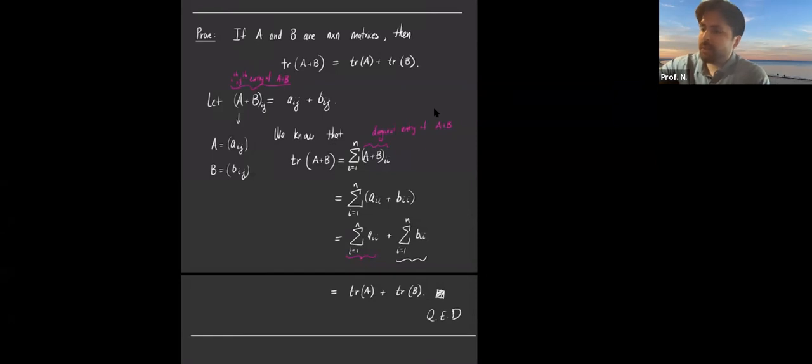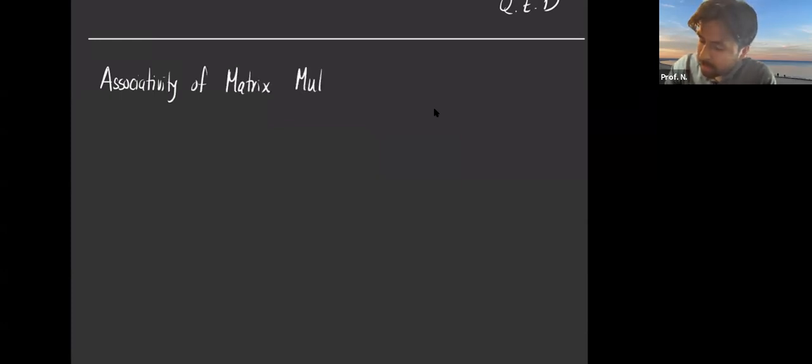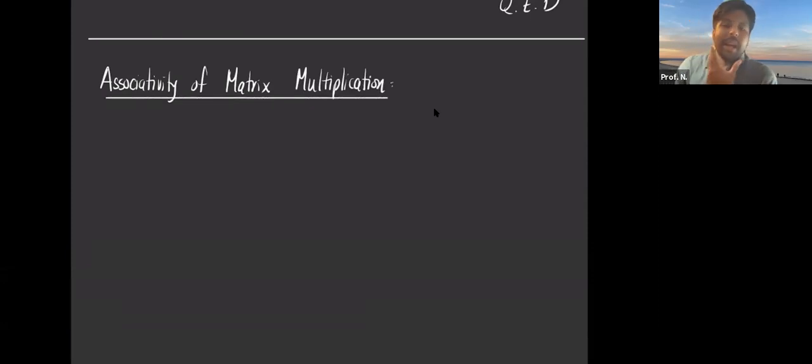Okay. So we talked about traces, we talked about transposes. Now let's talk a bit more about matrix multiplication. There's still a lot to say about it. There's something called the associativity of matrix multiplication. So even though matrix multiplication is not commutative, meaning that the order of the matrices does matter, and it's not necessarily the same when you rearrange the order of the matrices, associativity still holds.